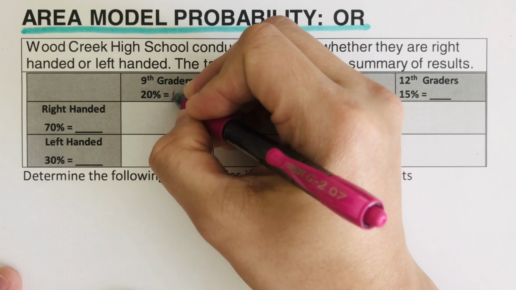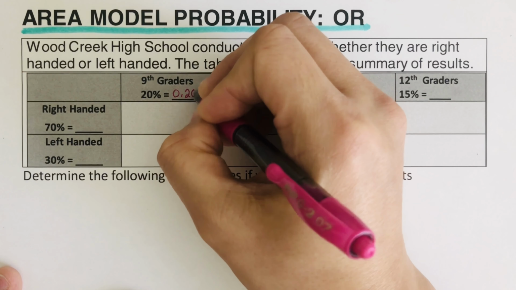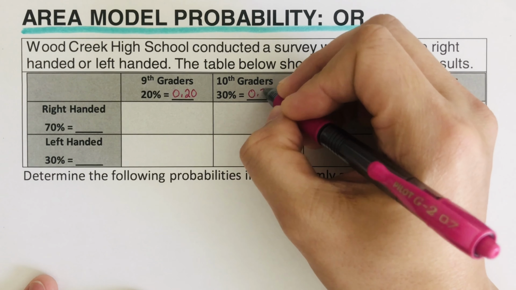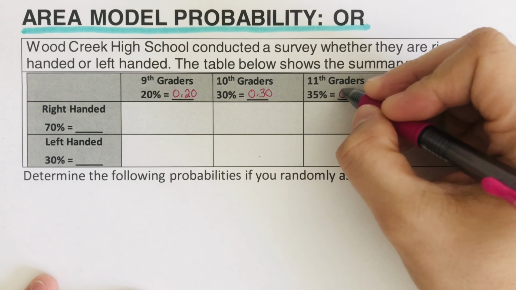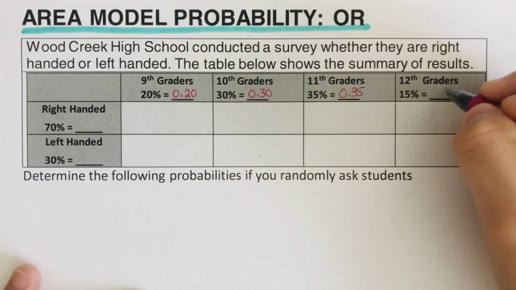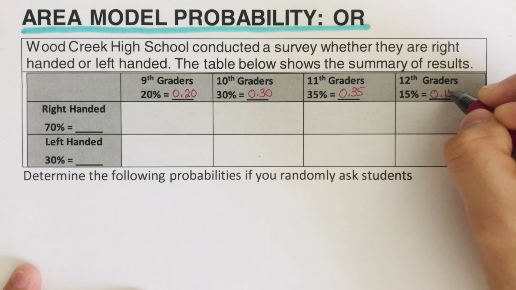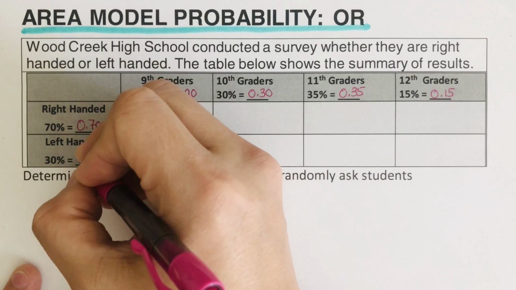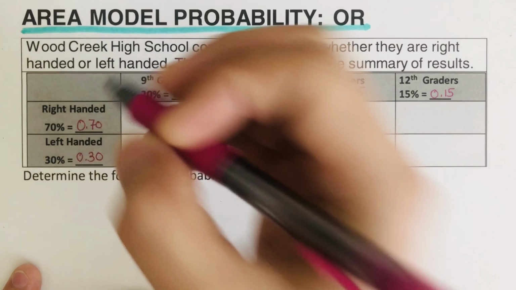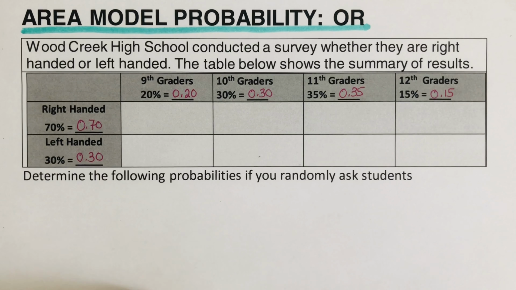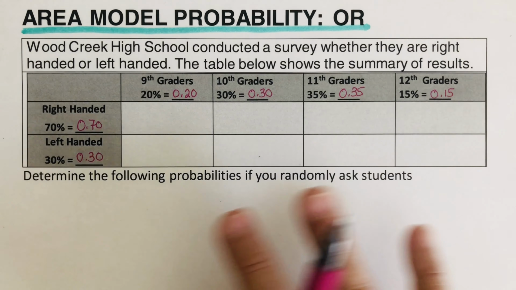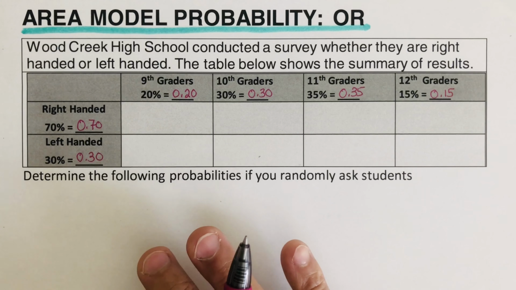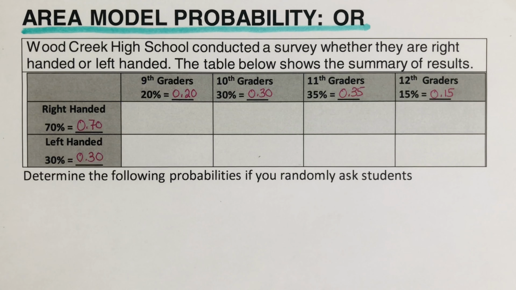So this is 0.20. This is 0.30. This is 0.35. This is 0.15. This is 0.70. This is 0.30. And then from here, we're going to multiply them. At this time, I would encourage you to pause this video and do this problem on your own. Fill this table in, and when you're done, unpause it and check your answer.